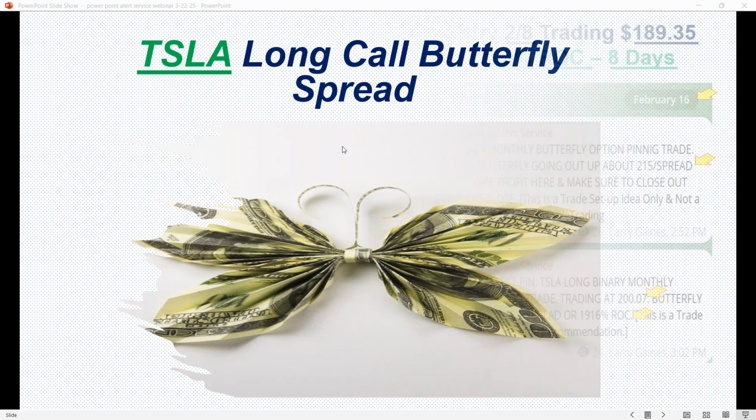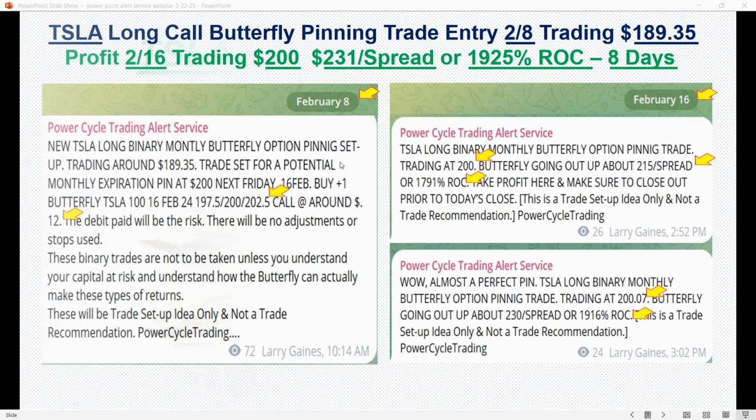All right, so here's the Tesla trade. This one was just unbelievable. This one was another penny trade. So we set this up on the 8th. It was trading at 189.35.